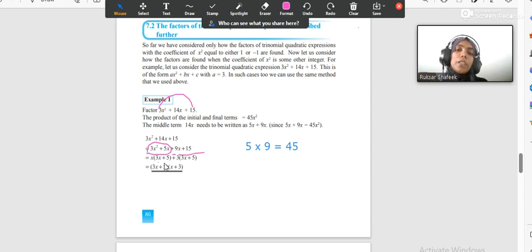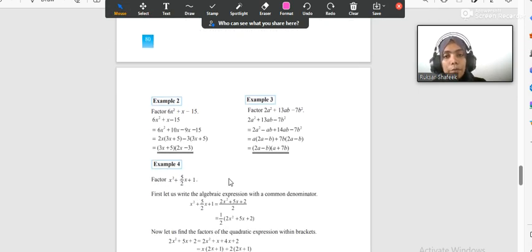Remember, most of the time these two brackets over here should be the same. Then we know that we are on the right track in these types of questions. So one bracket is 3x plus 5 and the other is x plus 3. So that's how we solve this type of question.